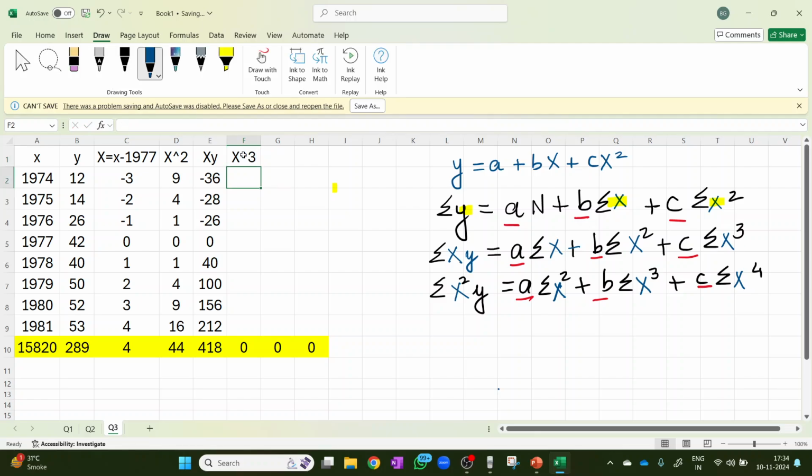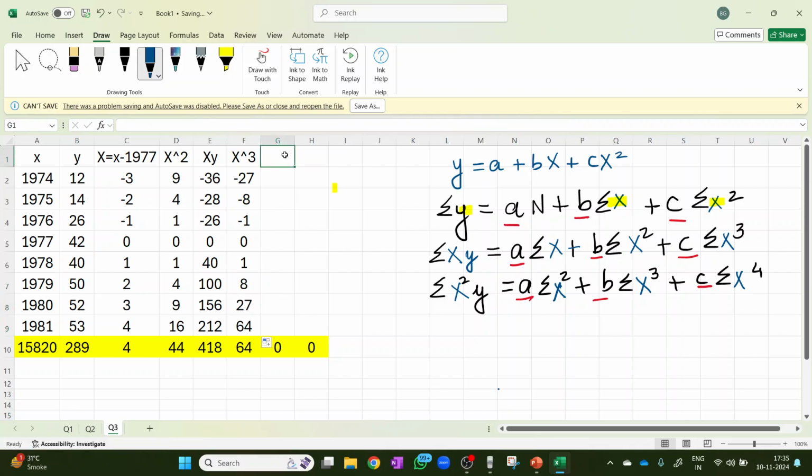So I can have x multiplied 3 times capital X, or I can have capital X square into x, which will give me x cube, of course. And for all 8 values, that gives me the total again.